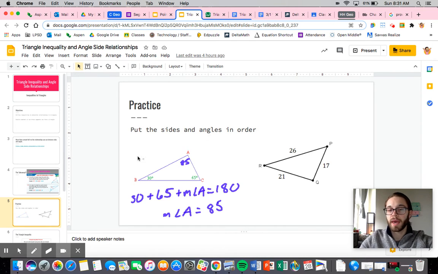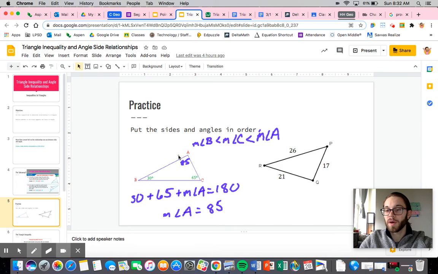So I'm just going to put the angles in order first. The measure of angle B is the smallest, right? 30 is the smallest. And then we have the measure of angle C. And be careful, my angles and my inequalities kind of look the same. And then the measure of angle A is the largest. Okay, so that is the largest. Now we're going to use that to write the sides. So we have B, C, A.